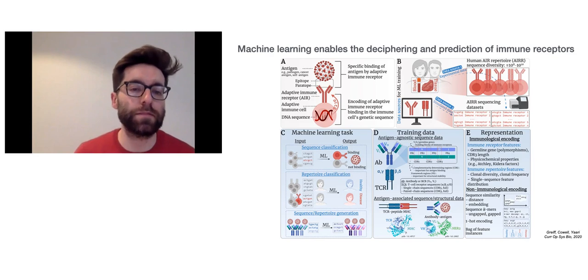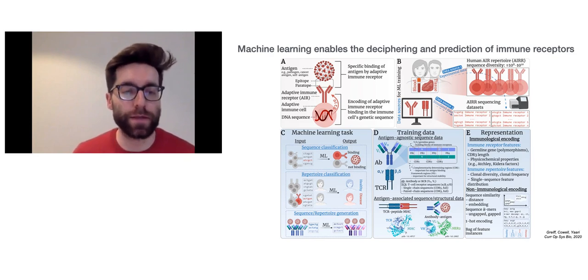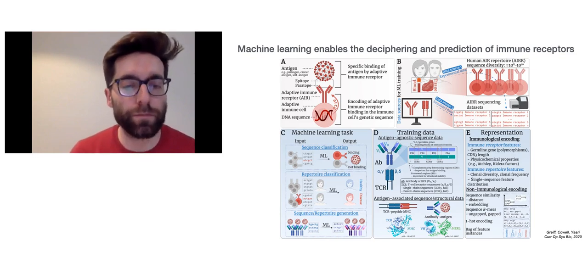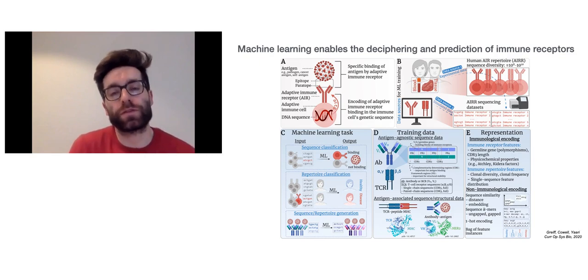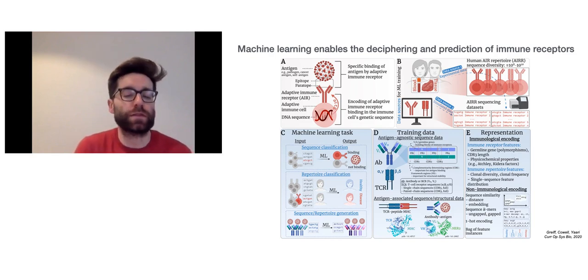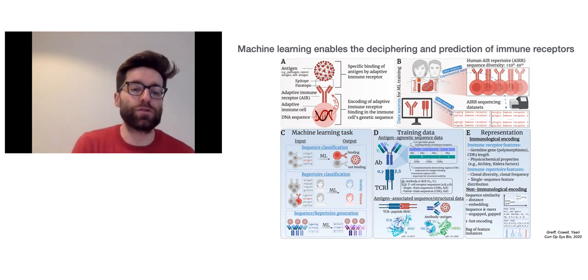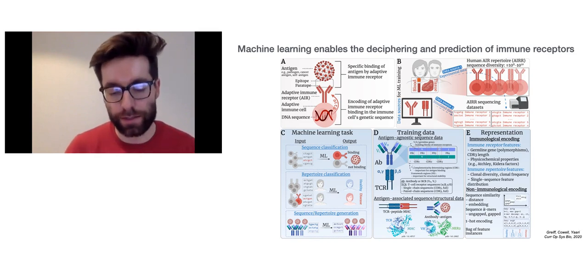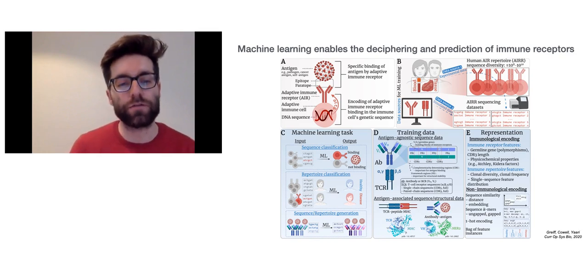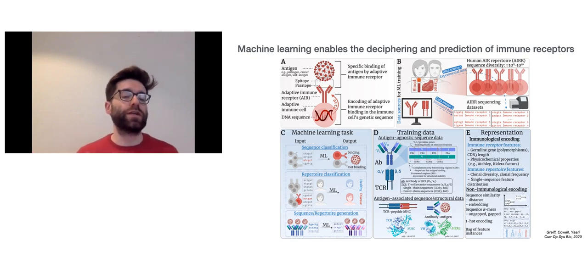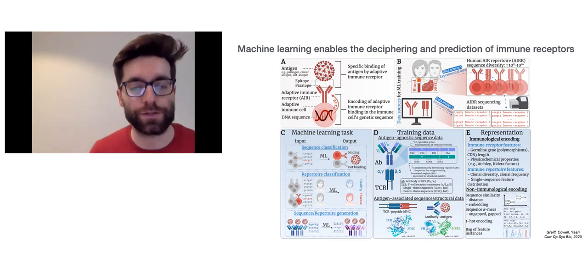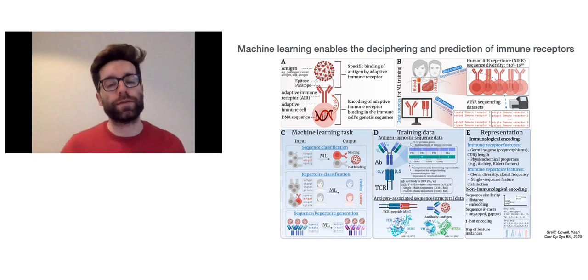So if we go to panel C, the main machine learning tasks are sequence-based classification, where for a given sequence you want to predict a label, for example, binding to antigen X or Y, and repertoire-based classification, where you want to predict the label of a repertoire, for example, autoimmune disease like diabetes, yes or no. And there is also a generative model where, based on some kind of input data, you want to generate new sequences that share some kind of property with the input data, for example, antigen binding, for discovery of new antibodies.